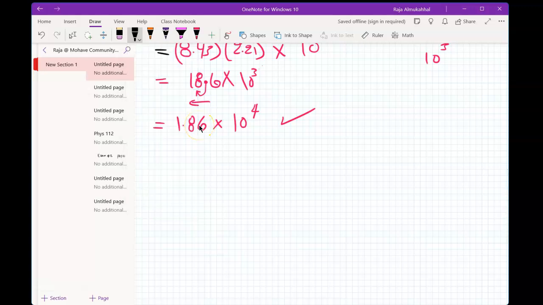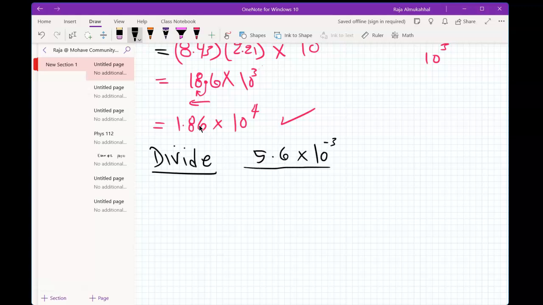Let's say we want to divide the numbers. So let's say I have 5.6 times 10 to the negative 3 divided by 2.8 times 10 to the negative 6. Okay. So again, if I don't have a scientific calculator, which I encourage you to get, just a basic calculator will take care of all of that automatically for you without doing any of these calculations that I'm showing you.